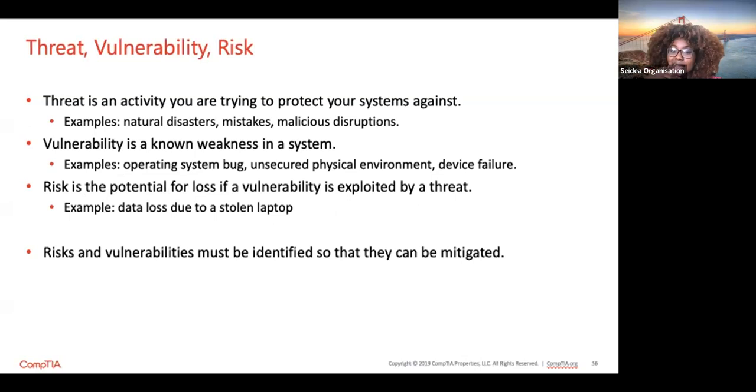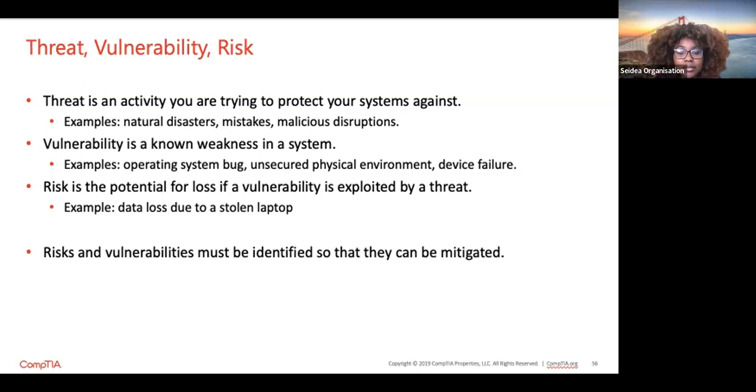Then when we're looking at examples of what a threat might be, it could be a natural disaster, a human error, or malicious disruptions. When we're thinking about natural disasters, we're thinking about earthquakes and floods. When we're thinking about human error, we're thinking about misconfiguration, data input mistakes, data leakages, things like that. When we are looking at malicious disruptions, we're looking at cyber attacks and malware.